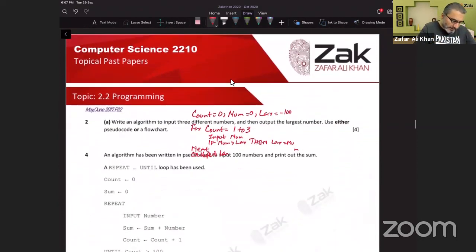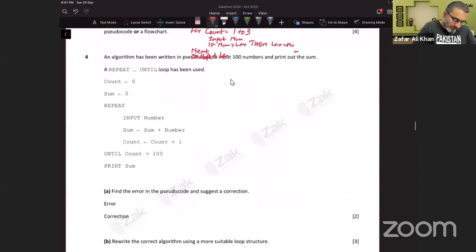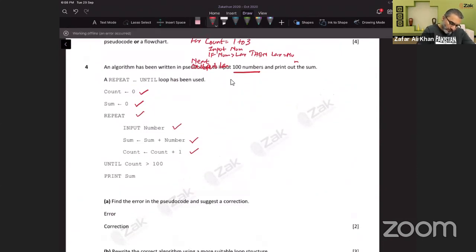An algorithm has been written in pseudocode to input 100 numbers and print out the sum. In this case, sum is just the total. So count is equal to 0, sum is equal to 0, repeat input number, sum is equal to sum plus number, count is equal to count plus 1 until count is equal to 100, and then as soon as count becomes 100, we get out.